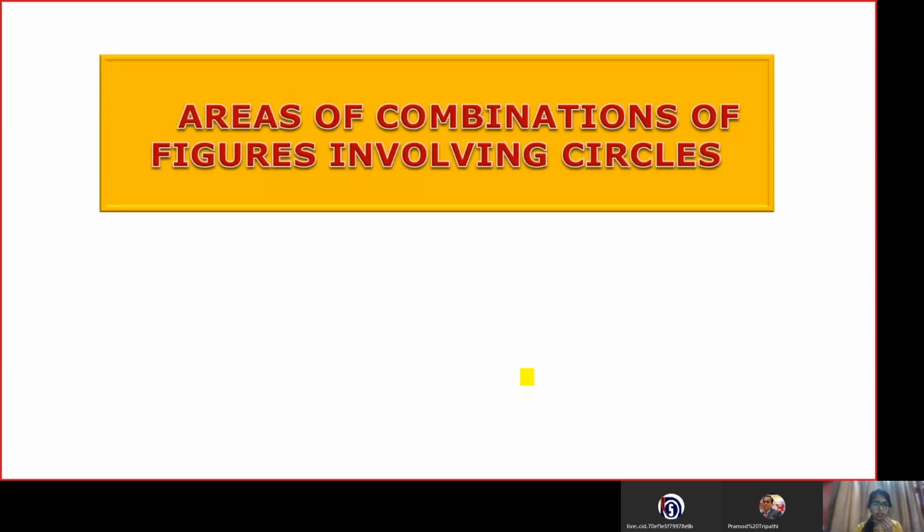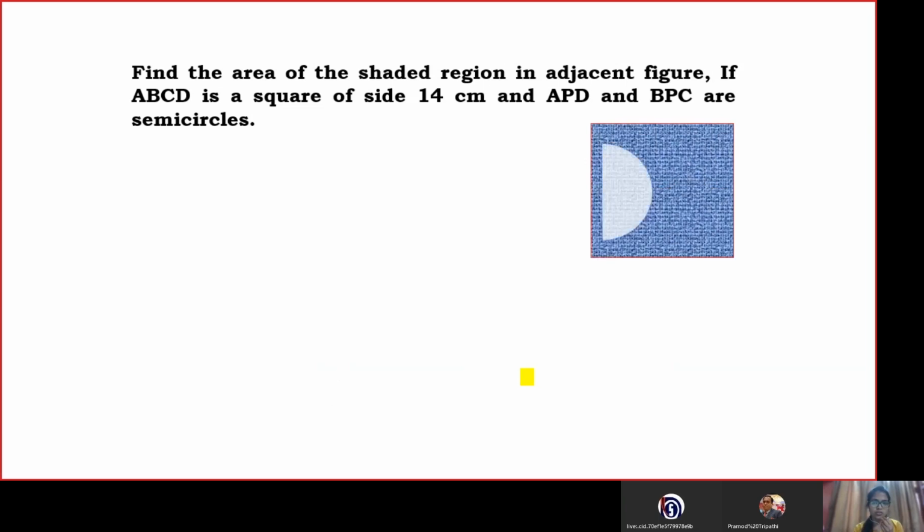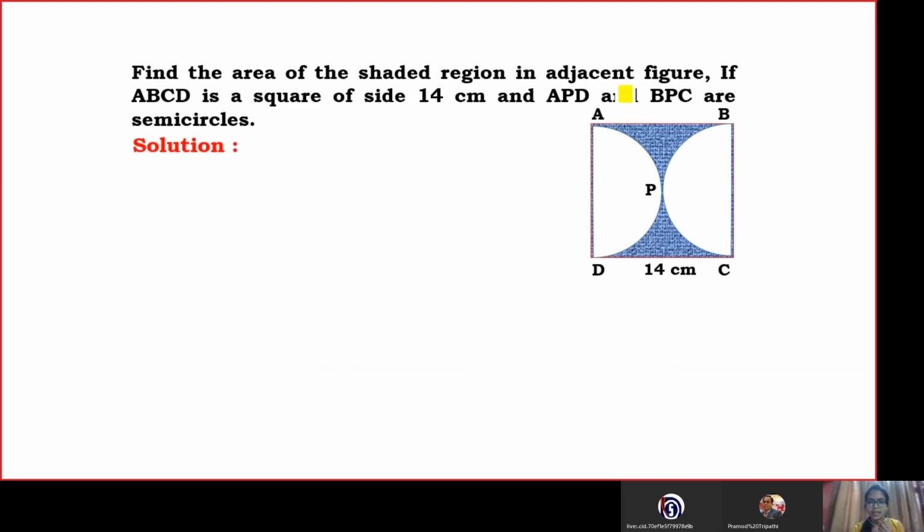Now, the last topic, and it's a very important topic, areas of combination of figures. You might have seen table covers, and there are lots of designing that is being done nowadays. Mathematical figures, mathematical shapes are of utmost importance in all this designing. Now, area of combination of figures, the first question says, find the area of the shaded region in the figure if ABCD is a square of side 14 centimeters and APD and BPC are semicircles.